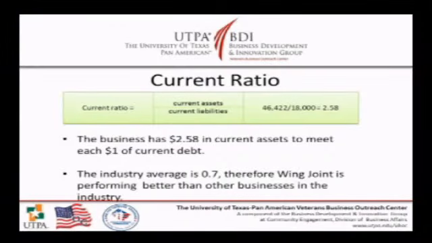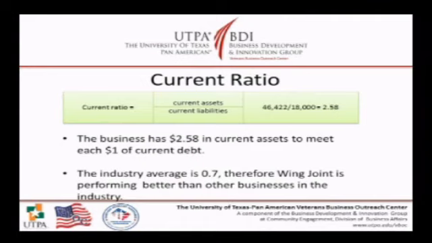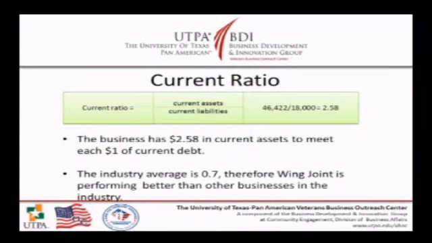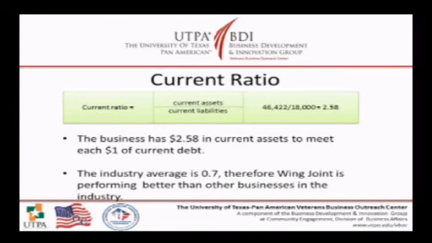This next one is your current ratio. Your current ratio is your current assets divided by your current liabilities. Remember, your current assets are things that can be made into cash usually within a year. Your current liabilities are liabilities that you're going to pay within a year. Here, your current assets are $46,422 divided by your current liabilities, which is $18,000, which equals 2.58. So basically what it's saying is the business has $2.58 in current assets for every $1 of current debt.